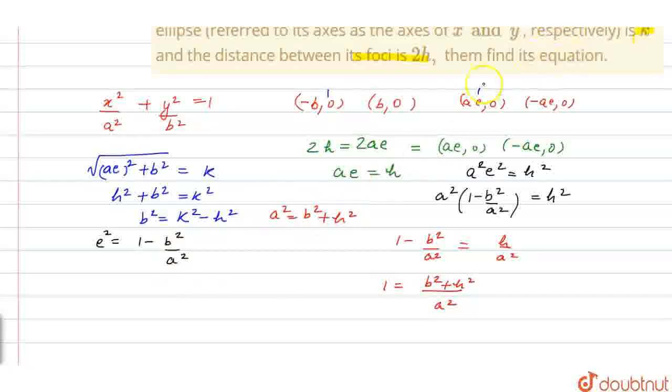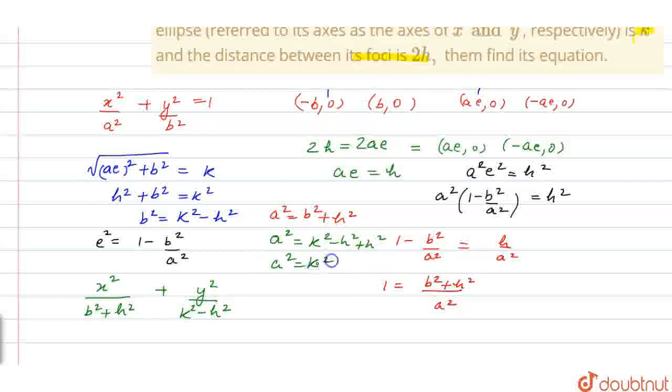So the equation of our ellipse becomes x square upon a square, which is replaced by b square plus h square, and y square upon b square, which is replaced by k square minus h square. Now this is b square plus h square, and we know the value of b square as k square minus h square. So this becomes k square minus h square plus h square. So a square becomes equal to k square. So we have to write k square instead of b square plus h square, right? So this is k square. Now this becomes equal to 1.